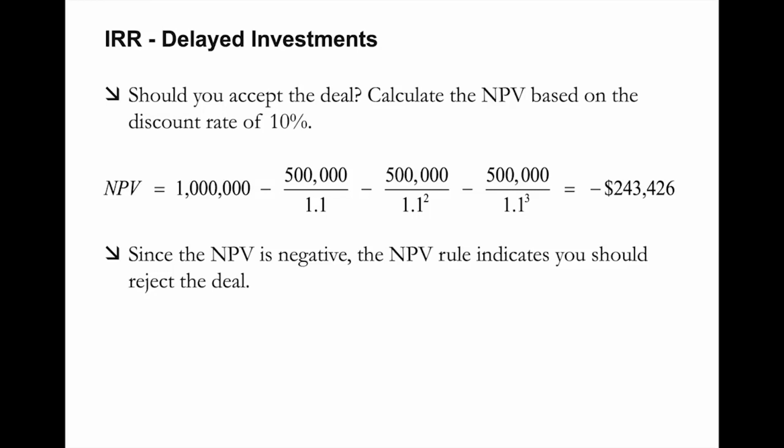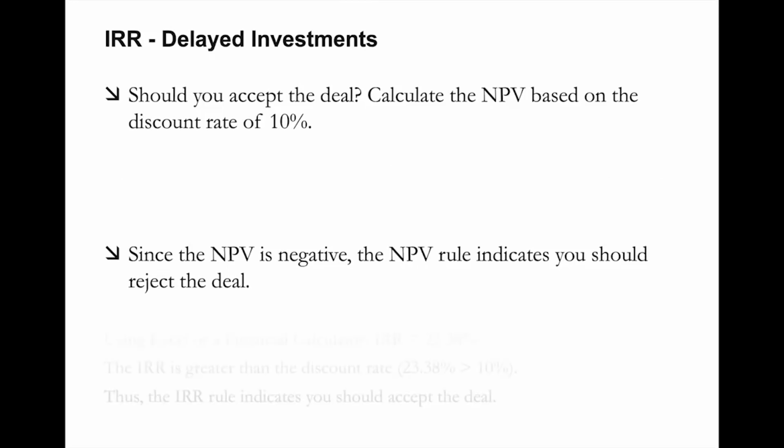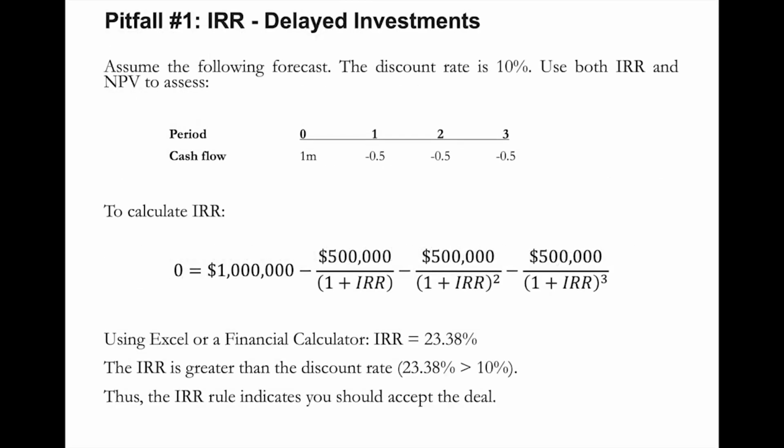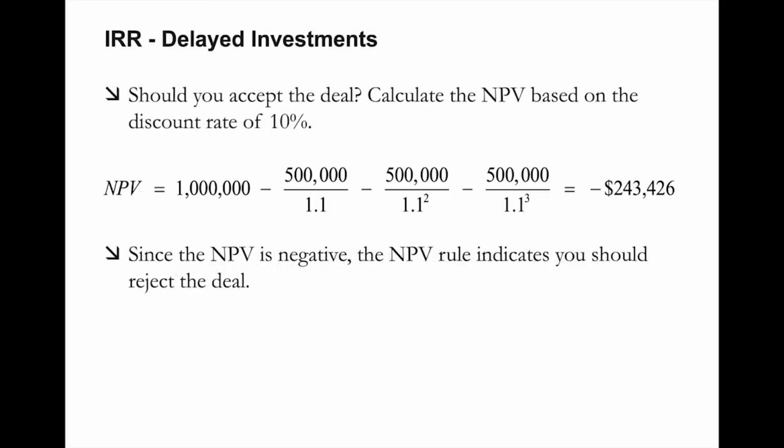Now, this is where we have a conflict, and this is where we have a bit of an issue, because in the previous slide, the internal rate of return told us to accept the project because our discount rate was less than our internal rate of return. So we said we'll accept the project. However, upon calculating the NPV, we say we should reject the project because the NPV is negative.